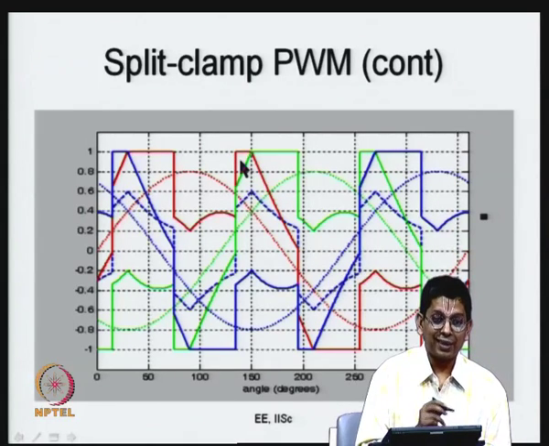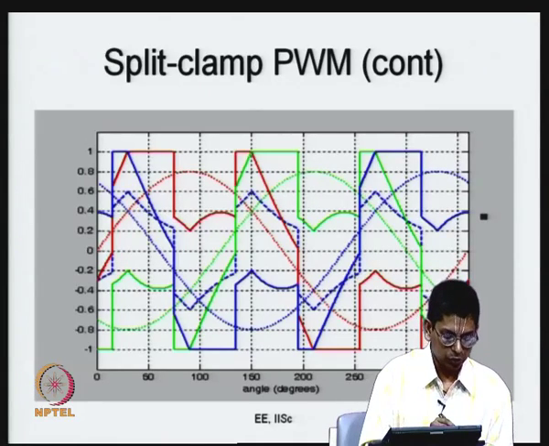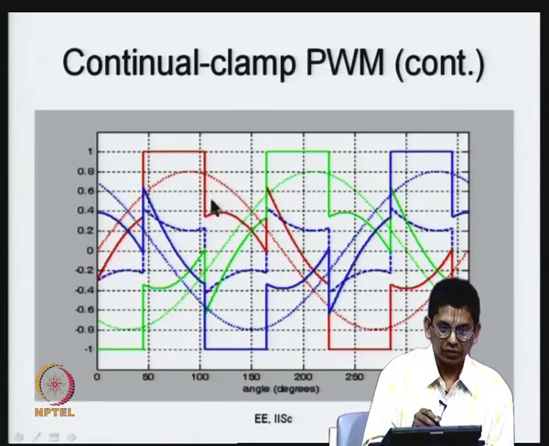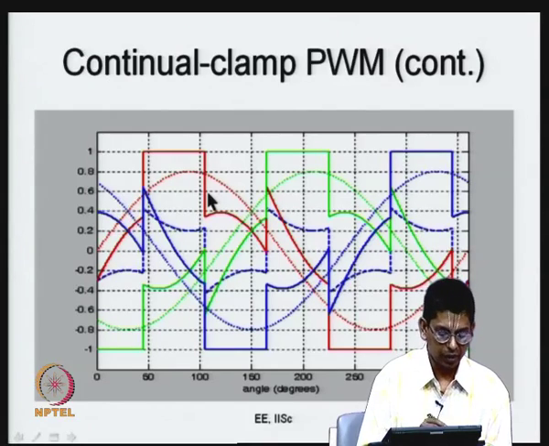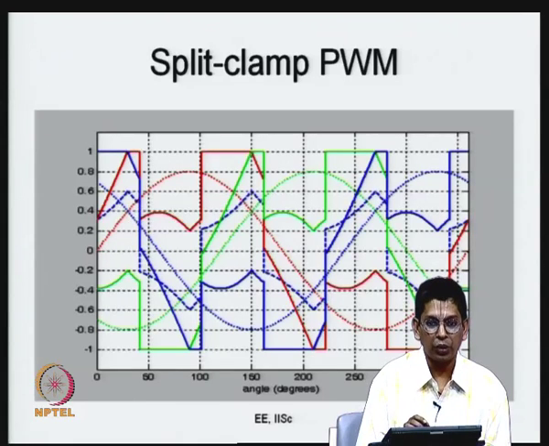So, the split clamp PWM has been found to be more advantageous than continual clamp PWM in terms of harmonic distortion, which we will see in later lectures when we go into analysis of current ripple. So, take any of the continual clamp PWM methods and any of the split clamp PWM methods, and you will find that the split clamp PWM method results in a lower harmonic distortion than the continual clamp. That is one advantage. The next advantage is really in terms of the switching losses.